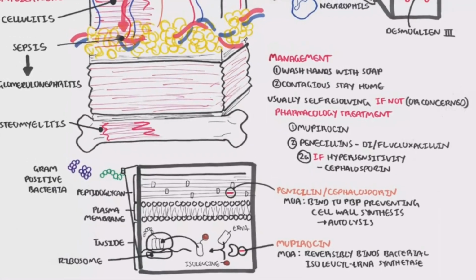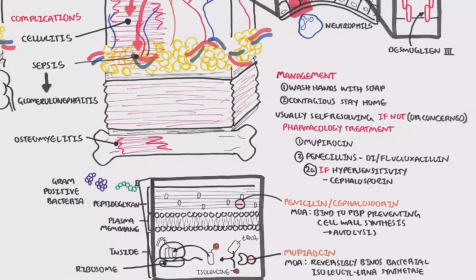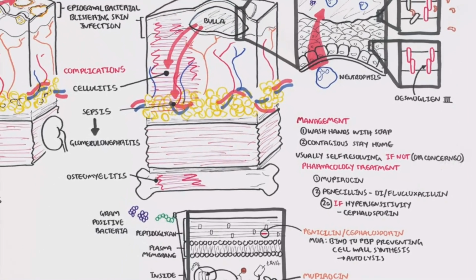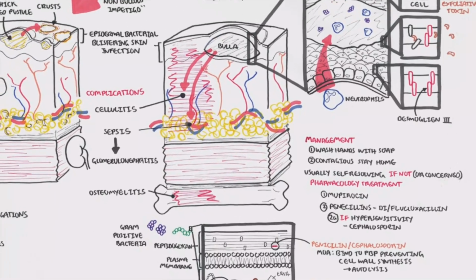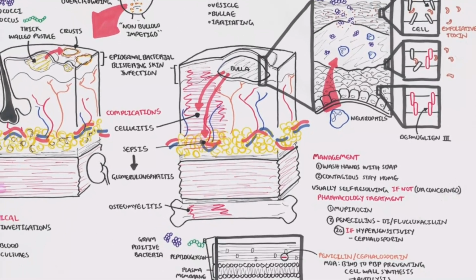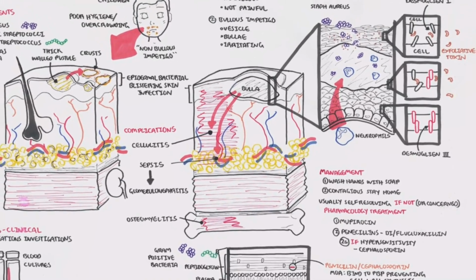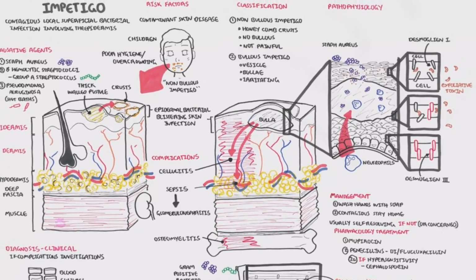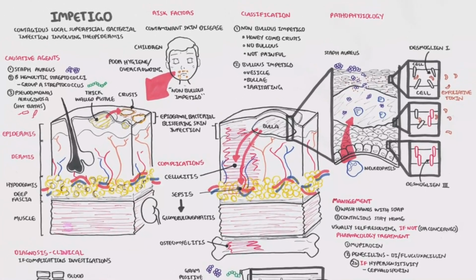So I hope you enjoyed this video on impetigo, which again is a contagious skin infection involving the epidermis. The main causative organisms are Staph aureus and group A streptococcus. It is usually self-resolving, but if concerned, you can use antibiotics, first line such as mupirocin or penicillin.